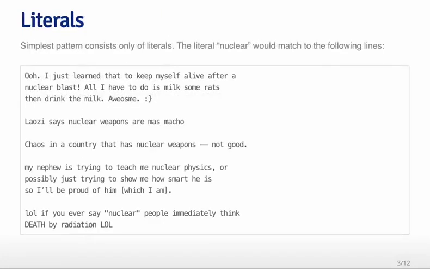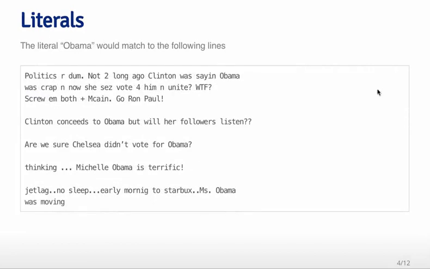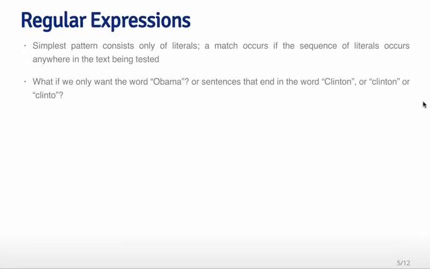Here's an example of what I mean by literals. Literals consist of words that match exactly. For example, the literal nuclear would match all of these lines because nuclear appears in each of them. That's the exact letters matching in all of those different lines. The literal Obama would match all of these lines because it appears in each one, so you can find it in each of these different lines and match exactly what you observed.